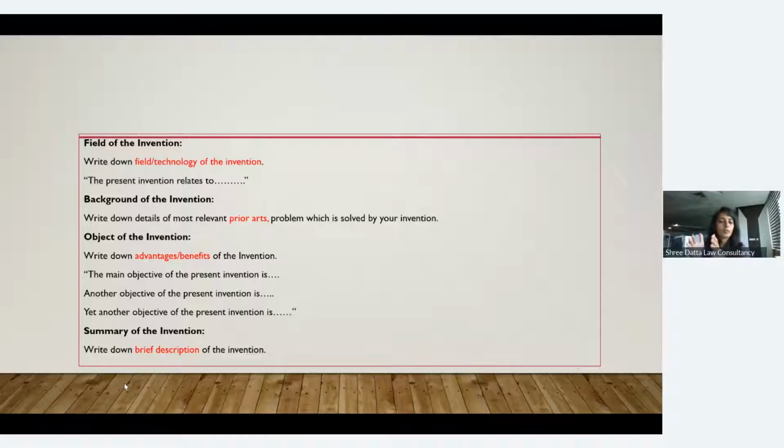So if you add all the claims in the form of embodiments into the description, then the sufficiency of disclosure will be fulfilled there. That's why we are adding all these things into the description part.